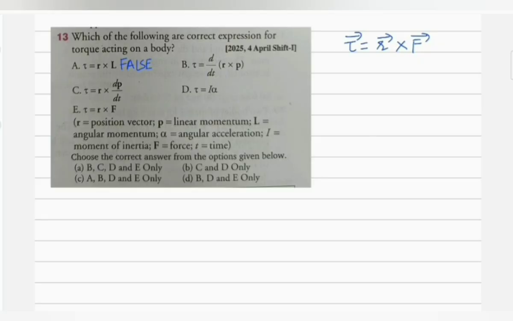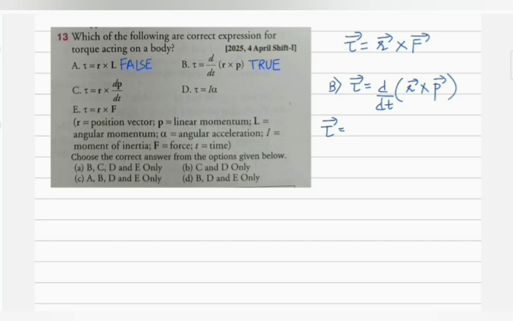Alright, students, look at formula B. Formula B says tau is equal to d by dt of r vector cross p vector, and yes, we all know this is tau vector. According to me, this formula is true. In case you are not knowing, listen once how to handle it. So tau vector is d by dt of r vector cross p vector.